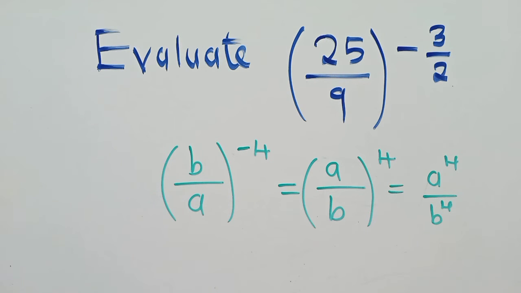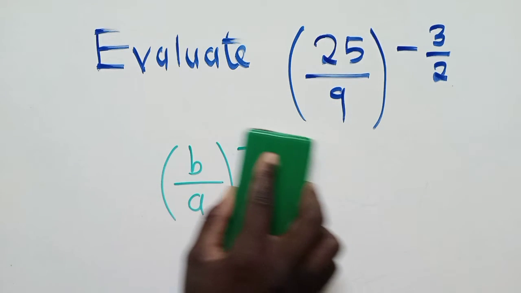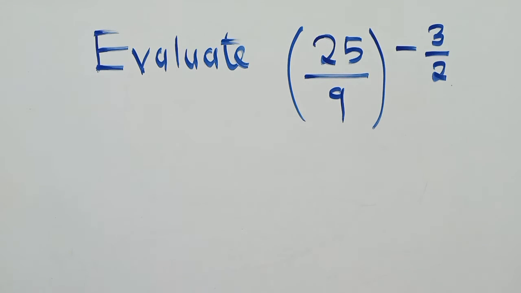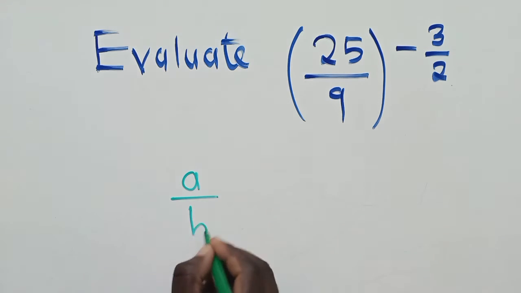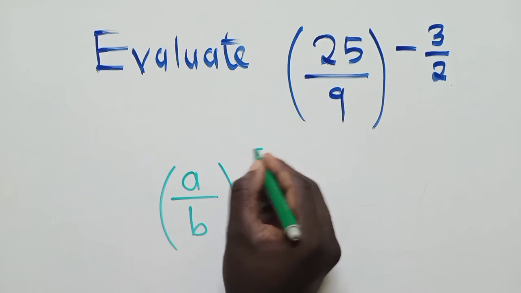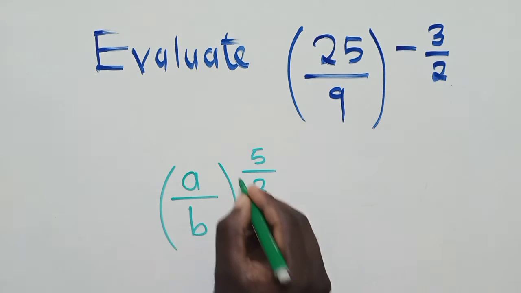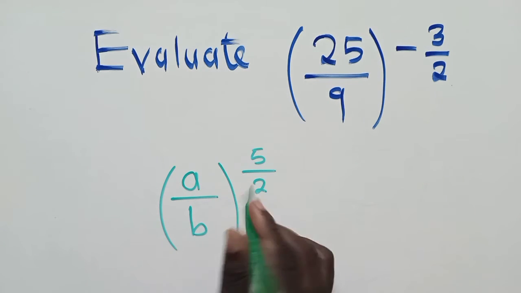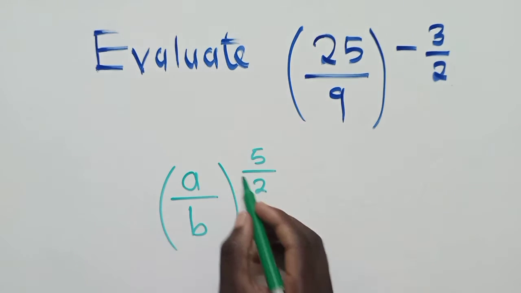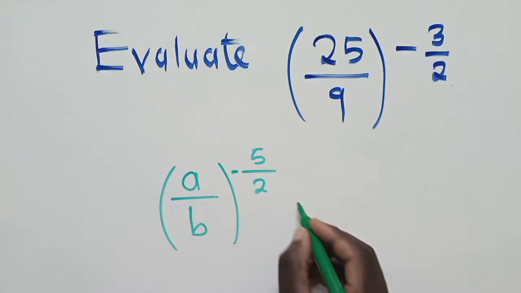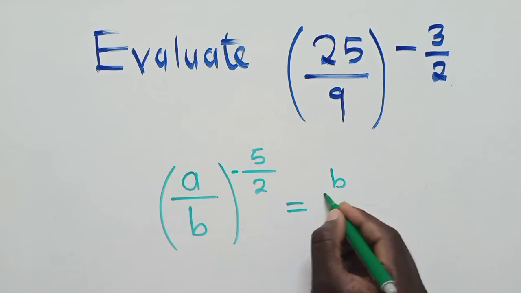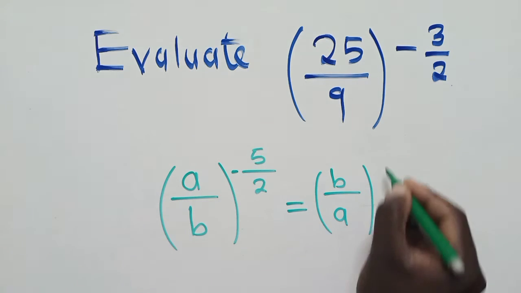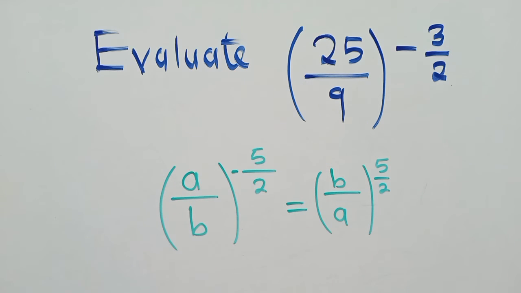So this is one of the properties that we must know. Again, when you've got a power like this, let's say you've got b over a power, maybe let's say 5 over 2. This will just maintain the way it is, no changing what is inside. We change when there is a negative sign here. So when there is a negative sign, this will be a over b power 5 over 2, like that.